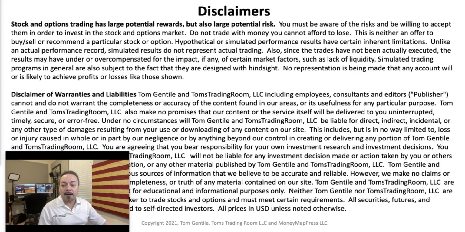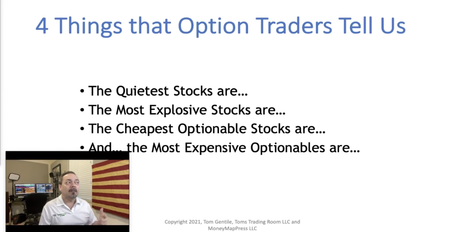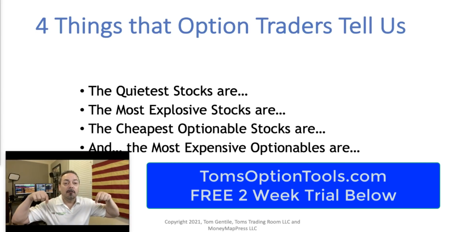And let's talk about these 4 lists. So these lists I want to talk about are the 4 things that option traders tell me. They like to tell me what's quiet, what's explosive, what's cheap, and what's expensive. I'm going to do that looking at tomsoptiontools.com.